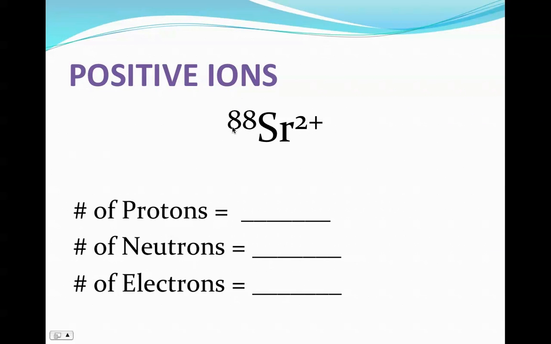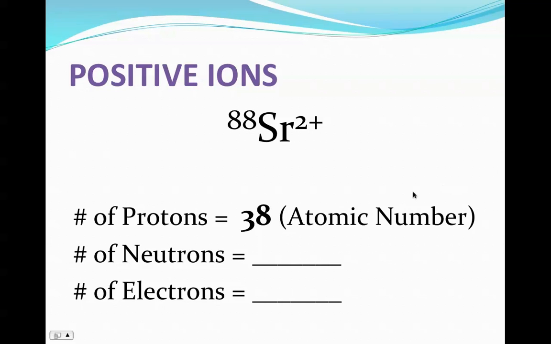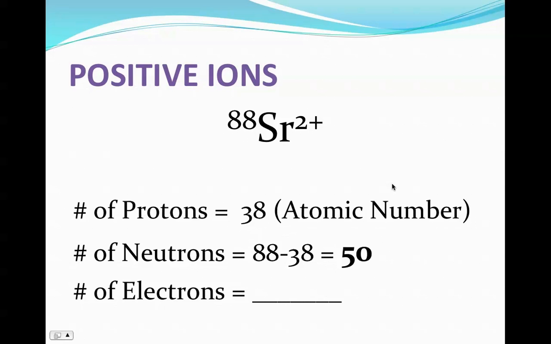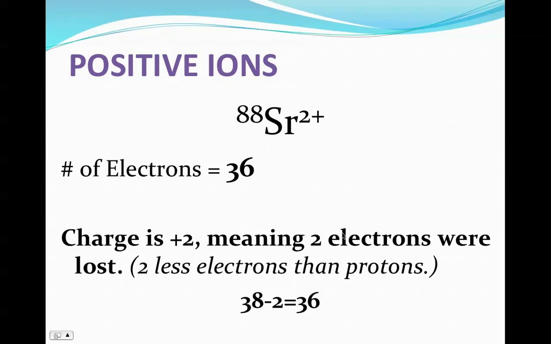So let's see if we can use this information, this symbol, to figure out protons, neutrons, and most importantly in this concept, electrons. So our protons are determined by the element, strontium. So our atomic number is 38. Our number of neutrons, we're going to use our mass number of 88 minus 38 to get our number of neutrons is 50. And then finally, to get the electrons, we're going to look at this positive 2. Since the charge is plus 2, this means that 2 electrons were lost. So we have 2 less electrons than protons. So our number of electrons is equal to 36 since our protons were originally 38.